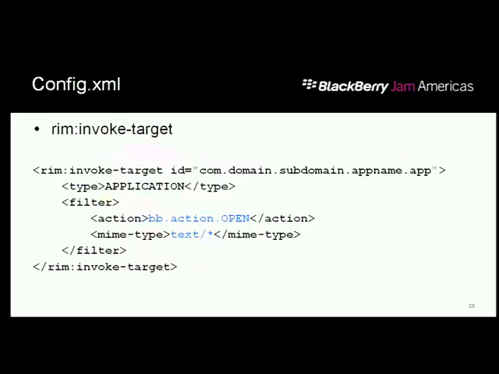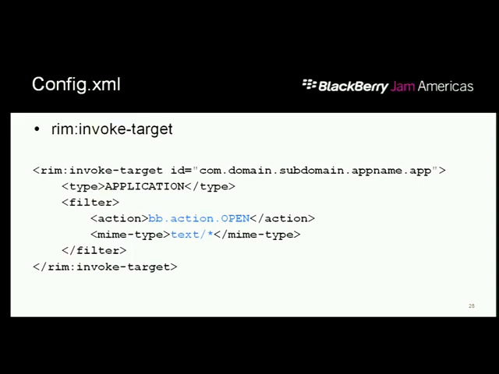Next within config would be the ability to invoke your application. Now this is kind of cool because really you're writing XML as opposed to writing any JavaScript or other code. You add this to your config.xml. The main piece, obviously you want to call it invoke-target. You want to add an ID if you want to be able to have other apps invoke you directly. And then you want to add a filter.